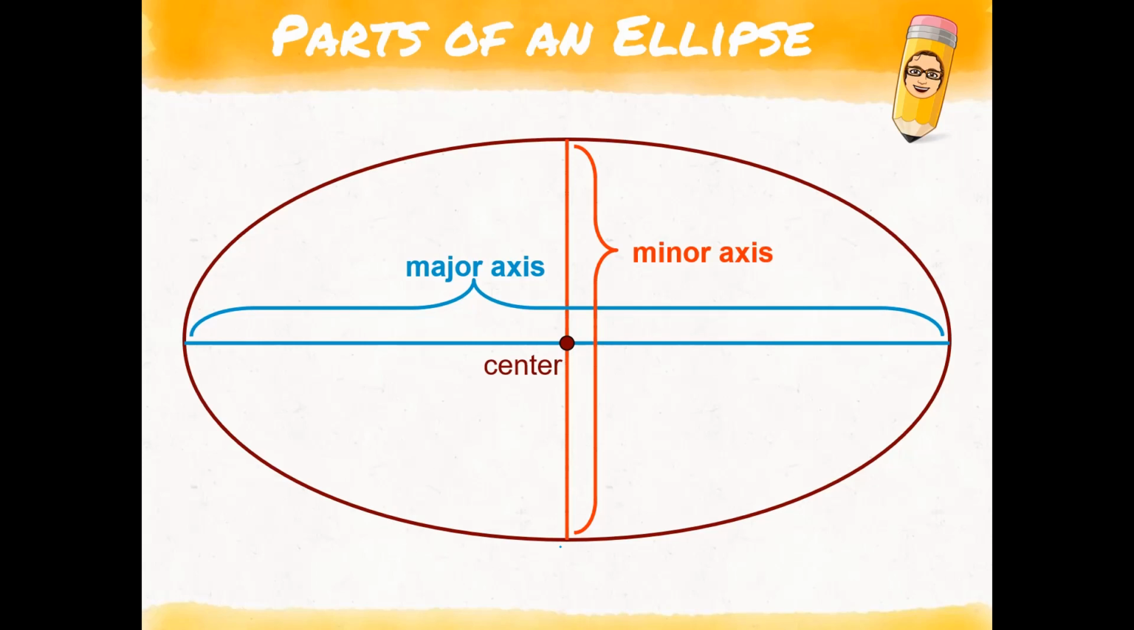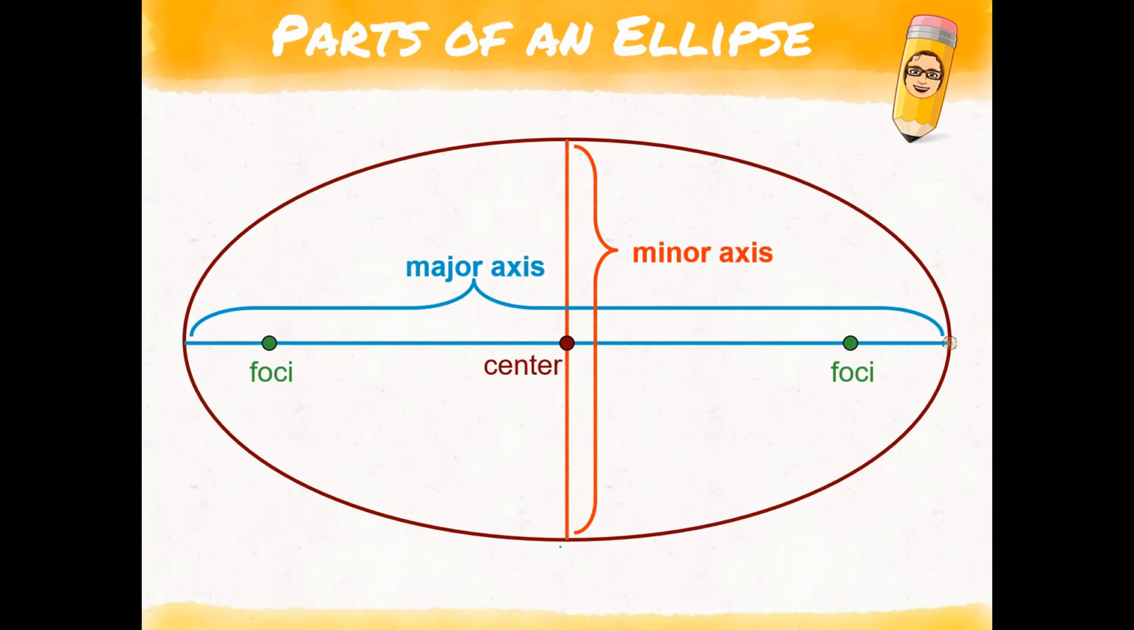Now changing to a new color, a special color, you have what's known as the foci. The foci on an ellipse are not at the ends of it. However, they are on the major axis. They are a distance away from the center of your ellipse.